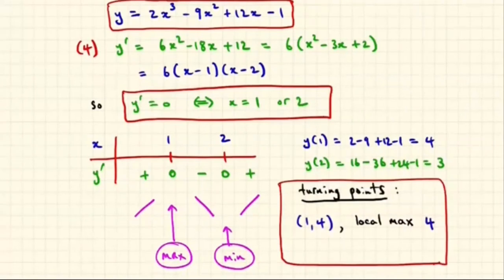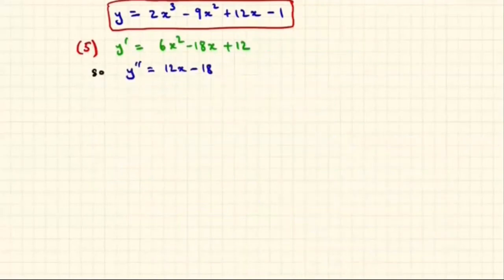We get the second derivative by taking the derivative of the first derivative, and we get 12x minus 18, which factorizes as 6 times (2x minus 3).